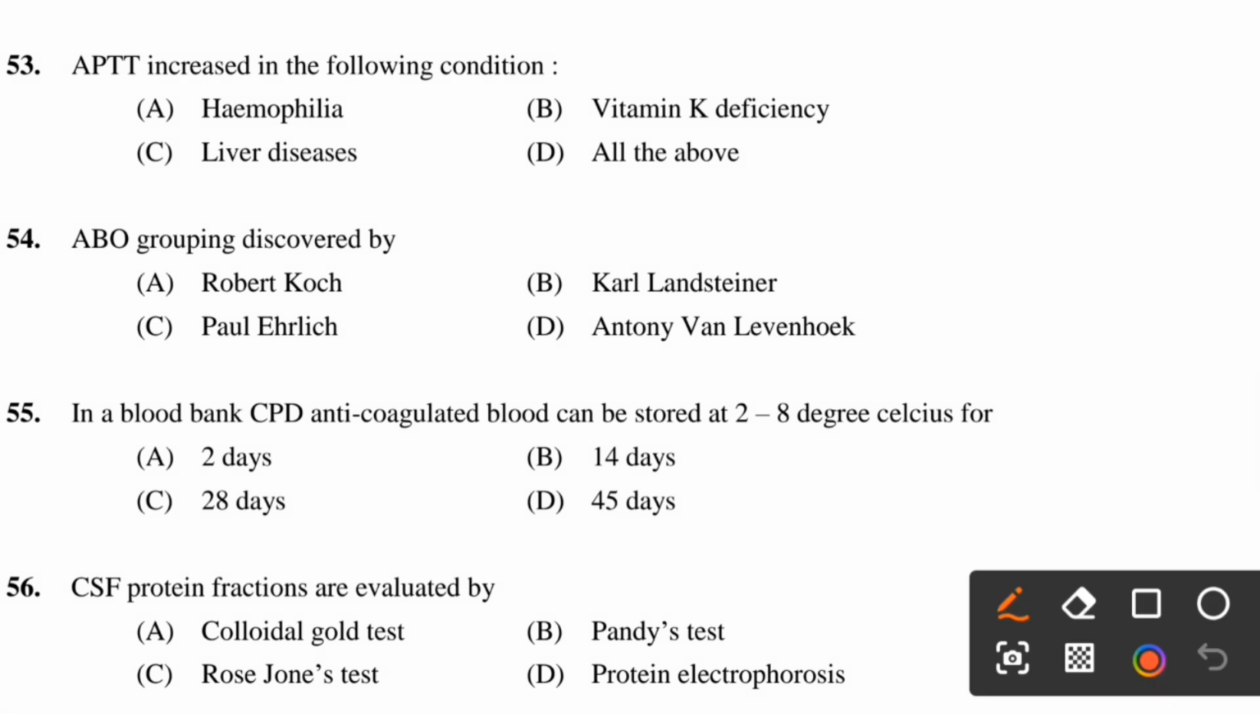Next one, APTT increased in following condition: hemophilia, vitamin K deficiency, liver disease, all the above. Right answer, all the above. APTT increased in all these following conditions. Next one, ABO grouping discovered by. The right answer is Karl Landsteiner.